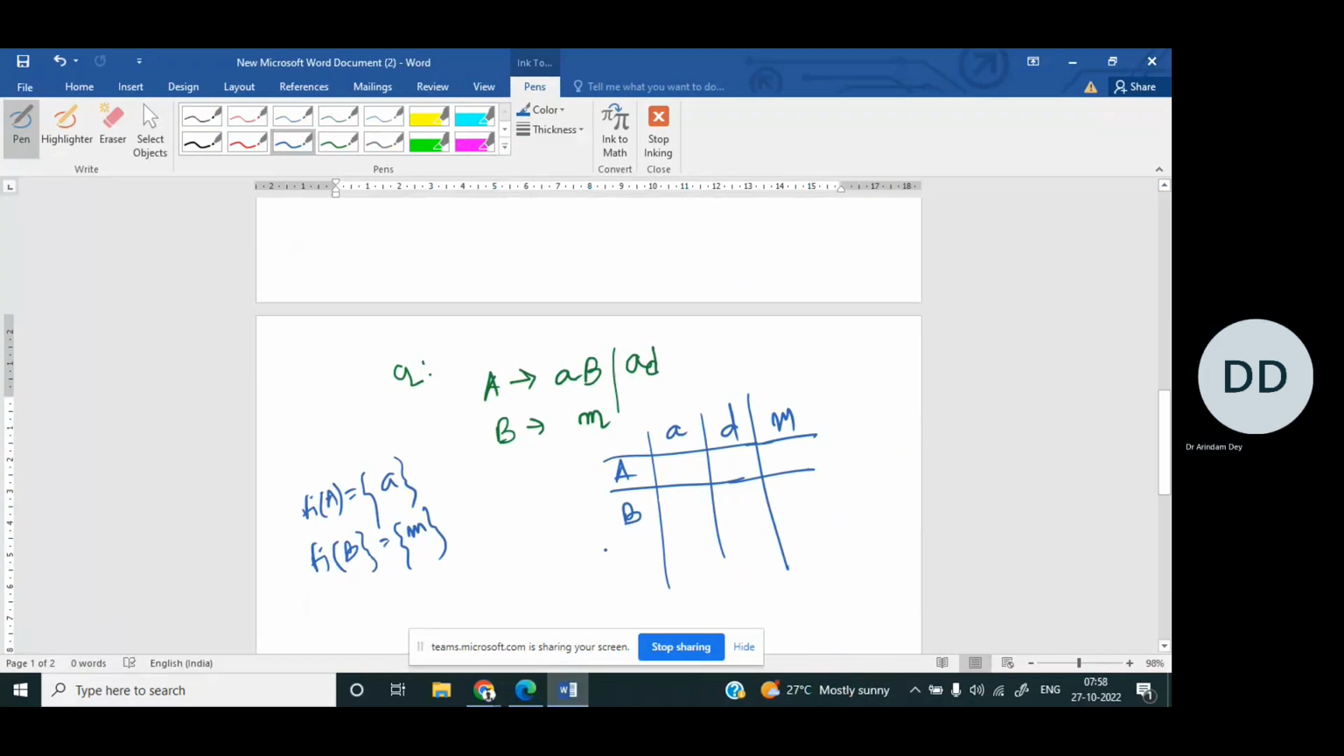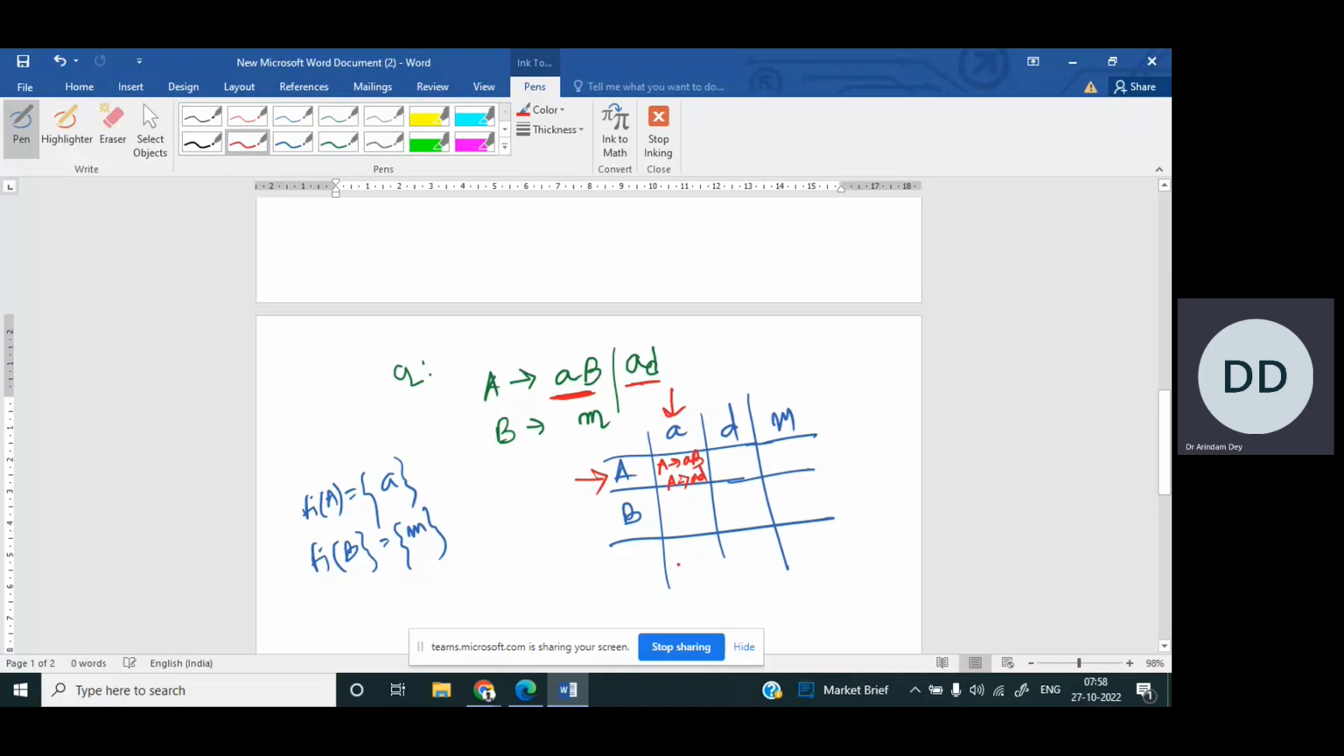So now, when I have to fill up the cells, first of A means a, correct? If I am putting a for this cell, then either I may use this production, or I may use this production to generate A, correct? Because both have small a as a terminal in the beginning. So I should write two productions over here, A to a B, or A to a d, because both productions are capable of generating small a as a first of capital A.